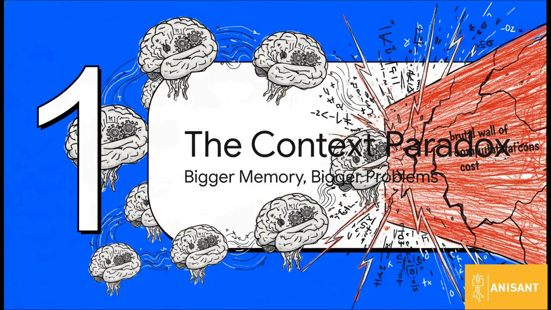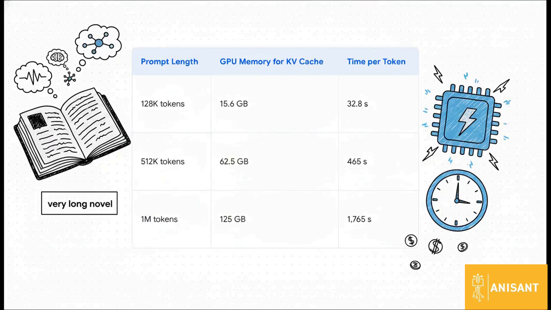Okay, so the obvious solution seems simple, right? Just give it a bigger memory. Make the context window huge. Well, it turns out it's not that easy. In fact, you run into this crazy paradox where making the memory bigger creates a whole new set of even bigger problems. And I mean, just look at these numbers.